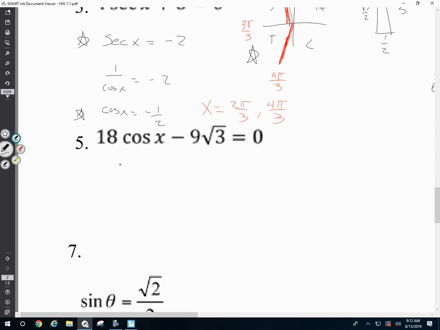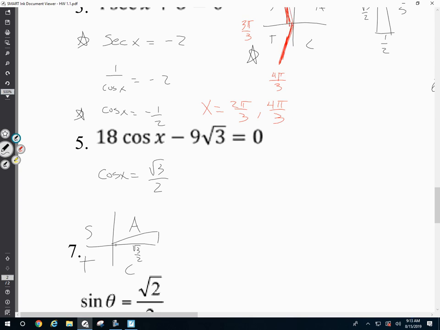All right, let's isolate. I'm going to add 9 root 3 divided by 18. I get cos x is equal to 9 root 3 over 18, which ends up being root 3 over 2. It's positive because I have to add the 9 root 3 divided by the 18, root 3 over 2. All right, cosine is the adjacent. When do I have an adjacent side length that's root 3 over 2? That's at my shorter 30, 60, 90 triangles. So this side length is root 3 over 2. Cosine is positive here in the first and the fourth quadrant.